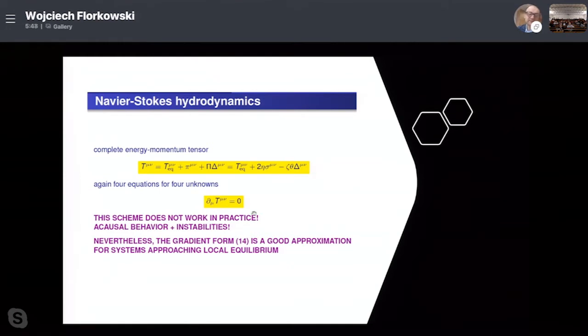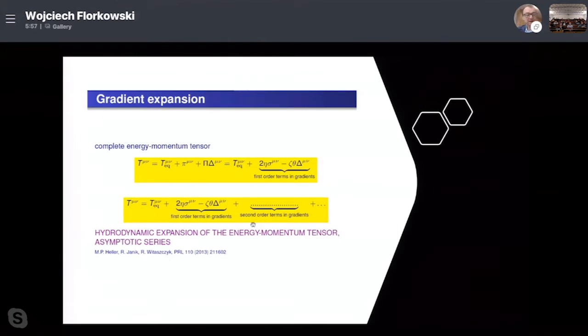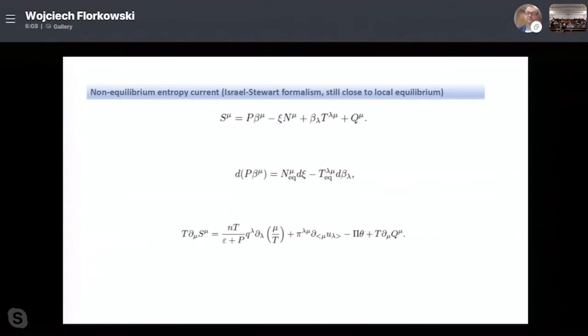More formally, it has been proven in several papers in the 1970s. So what's the way out? We may try to add more gradients, but it doesn't help. I will come to this point in more detail. But the solution was given actually by Israel and Stewart.